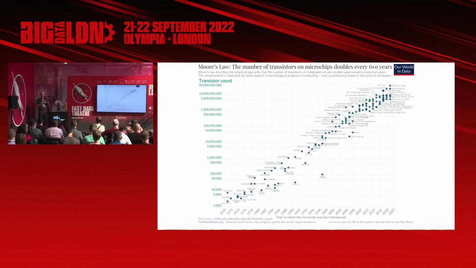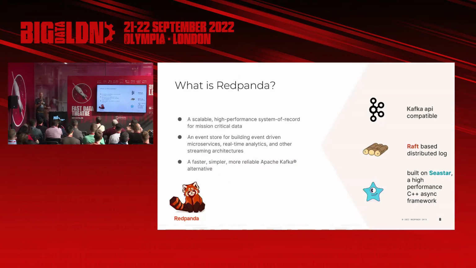So we're seeing much denser CPUs in terms of cores. We're seeing much denser storage as well. SSDs are now the prevalent storage technology. NVMe even better than SSDs. And that change in underlying infrastructure is one that actually Kafka hasn't been able to take advantage of because it's built on Java with the Java virtual machine. And this is where Redpanda comes into play.